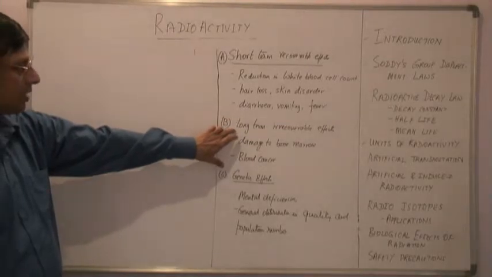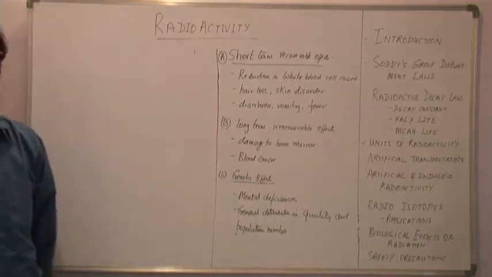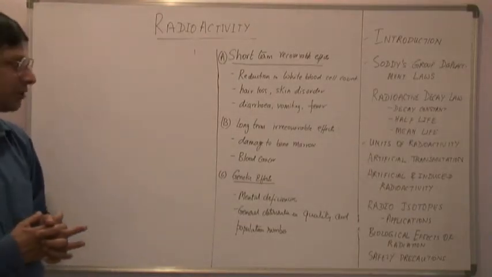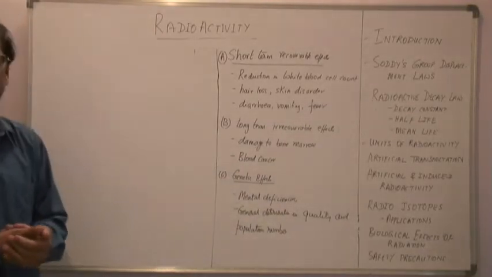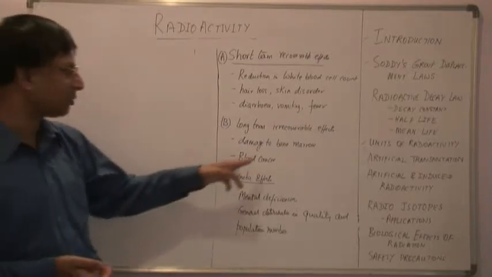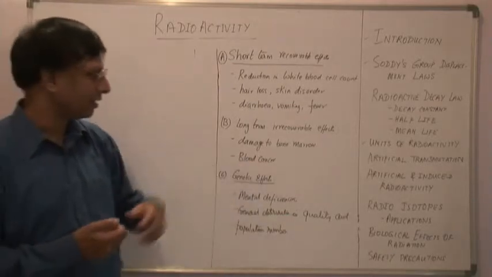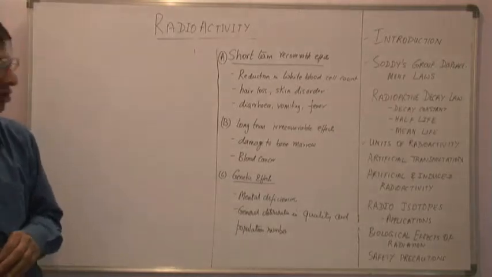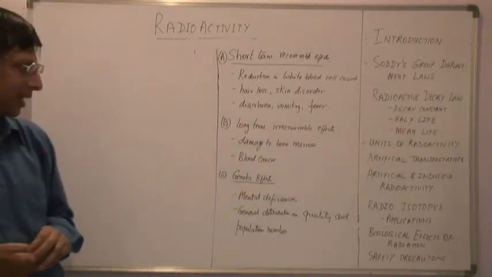Long-term irrecoverable effects include damage to bone marrow. If one is exposed continuously to radiation for a longer duration of time, then it is likely that the bone marrow gets damaged, and it can't heal basically. And that's one of the problems we have. With this damage to bone marrow, it is likely that one gets blood cancer, or leukemia as it is called, when one is exposed to radiation for longer durations of time.